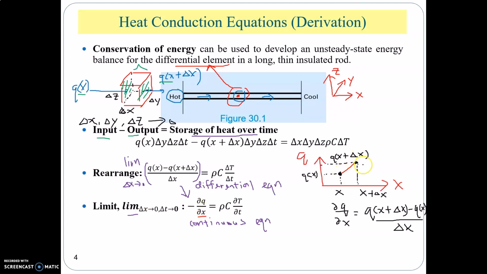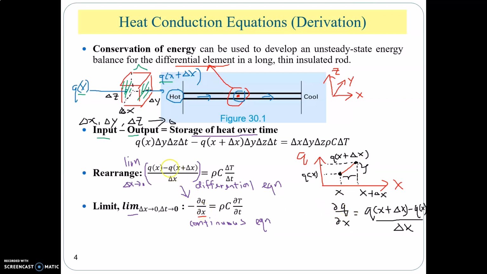If you want to find the slope between these 2 points, it can be represented by dq over dx, which is equal to qx plus delta x here minus qx, which is the height here, and then divided by delta x, which is the length here. So if you take height divided by the width here, you get the slope.